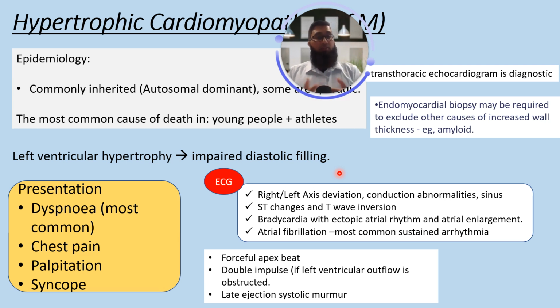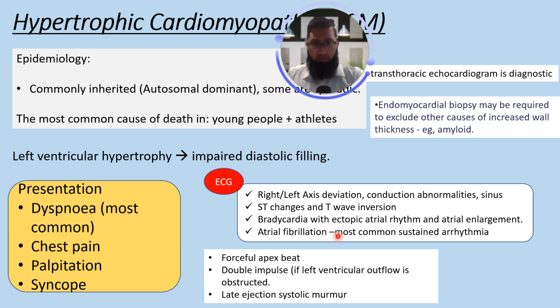On ECG, there are lots of things being shown. You cannot really memorize and say, oh, this is the one for the exam. You can have right axis or left axis deviation, conduction abnormalities, sinus bradycardia, ST wave changes, T wave inversion. You can have bradycardia with ectopic atrial rhythm, atrial enlargement. You can have atrial fibrillation, which is the most common sustained arrhythmia. All of these things, you can't really memorize and say, oh, this is going to be hypertrophic cardiomyopathy.